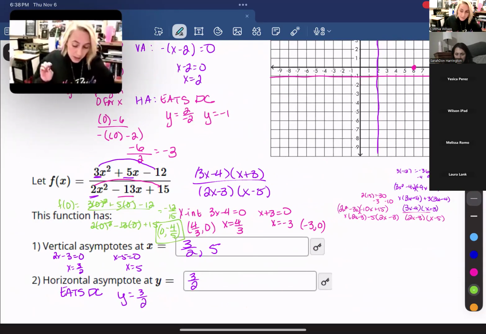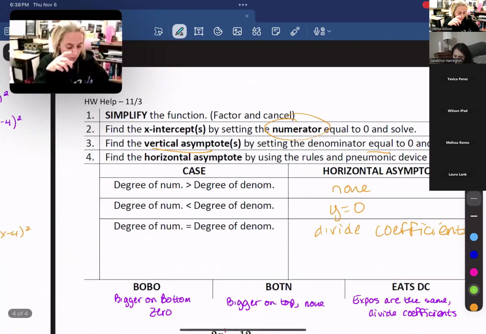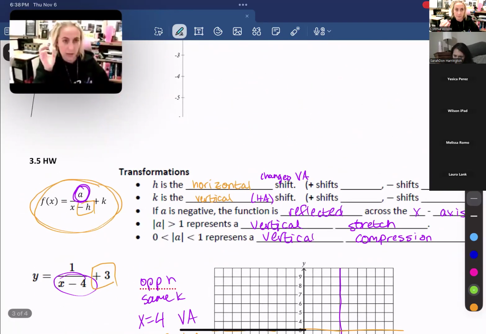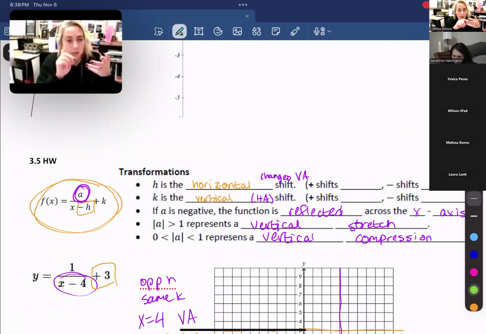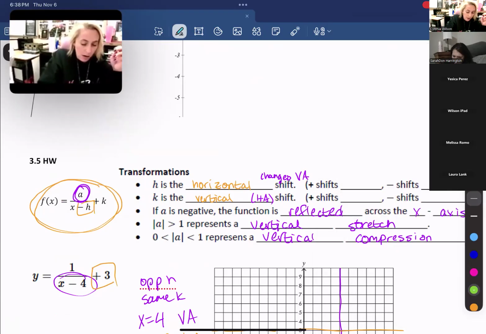All right, that was a lot of information for that. But that is the primary focus on your 3.5 is graphing, is finding those key parts, finding x-intercepts, y-intercepts, and all that. Okay, so at this time, are there any questions?